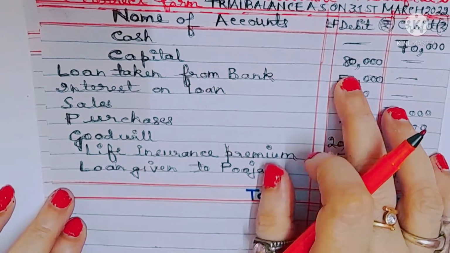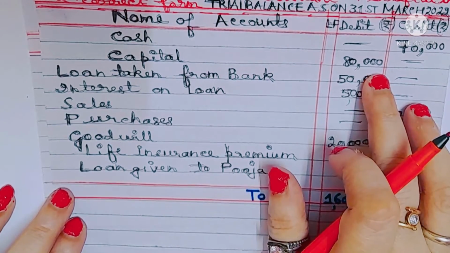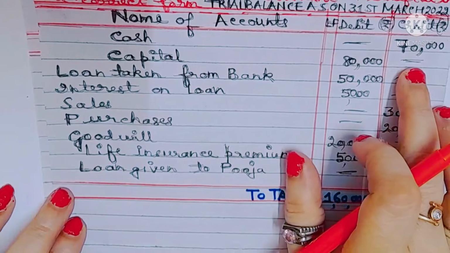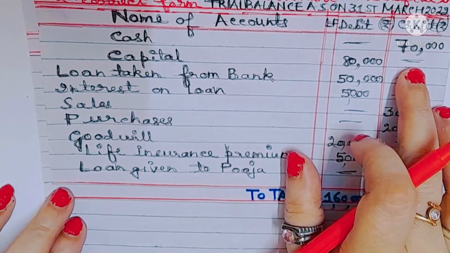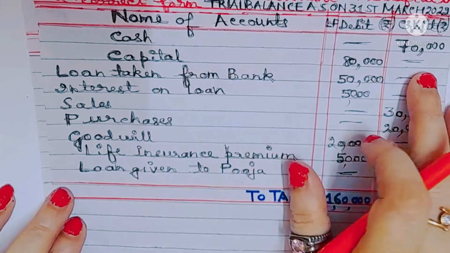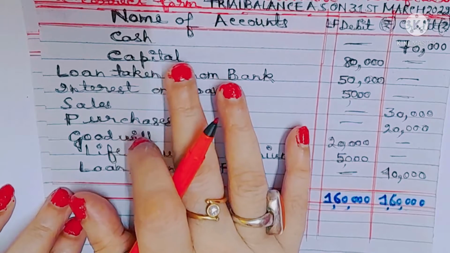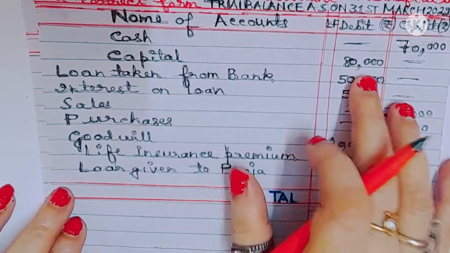Capital account, 80,000, which is again wrongly written in the debit column. Capital is a credit balance, so it should be written in the credit column. Always remember, capital is a credit balance and it should be written in the credit column, but here the accountant has written it wrongly in the debit column.